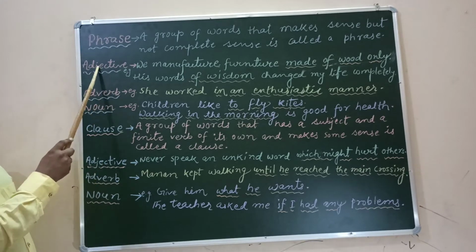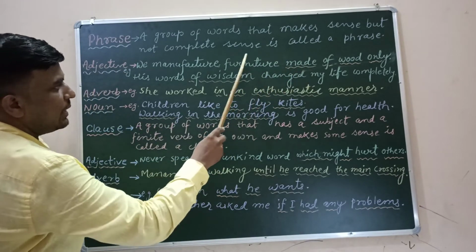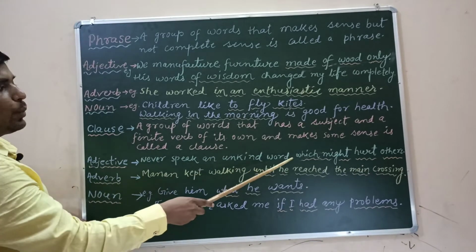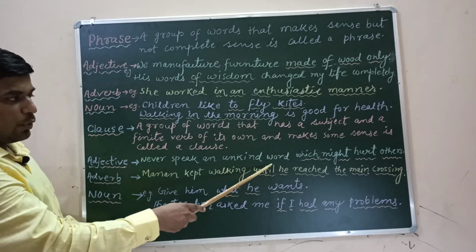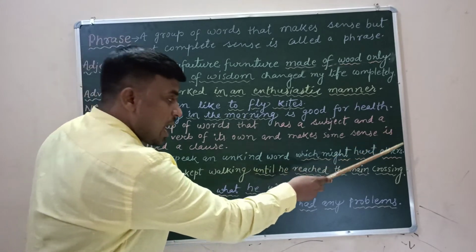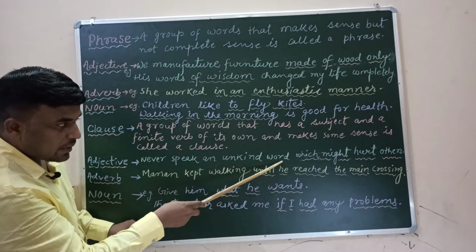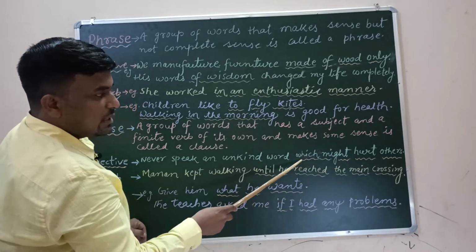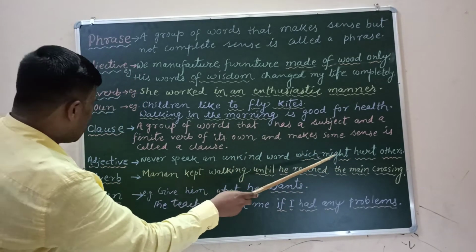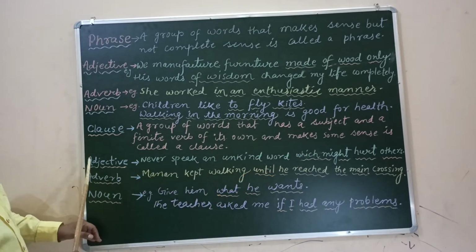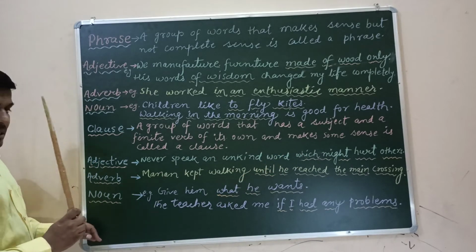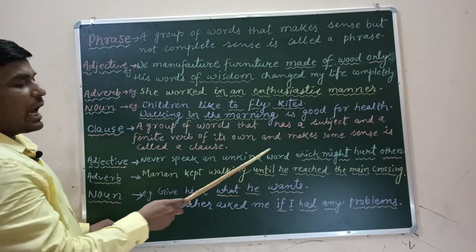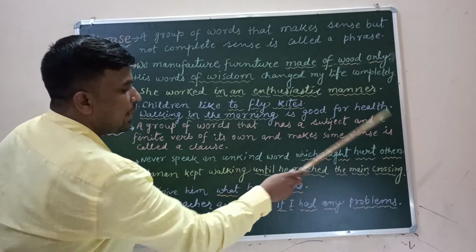See here also adjective, here only adding meaning to a noun without a finite verb, but here you see: never speak an unkind word which might hurt others. Unkind word is a noun, and this is adding meaning to it, and you find here this is a finite verb and this is a subject. So this will be a clause adding meaning to a noun, so this will be an adjective clause.